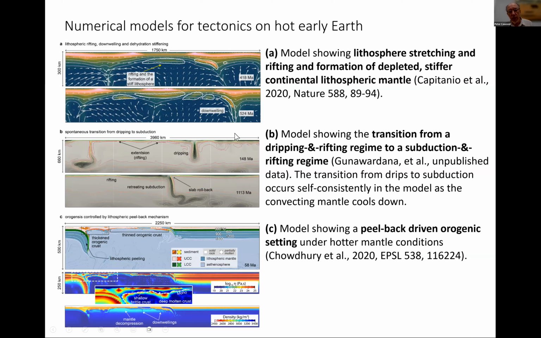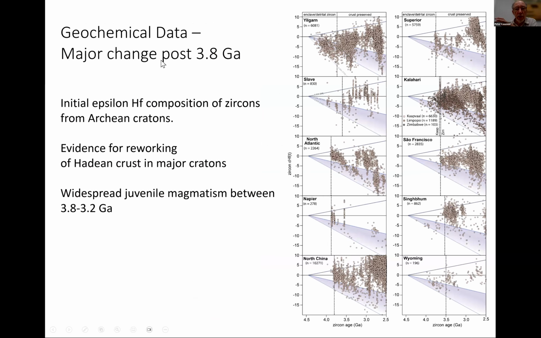I'm not going to go into detail. I'll mention this middle model in a bit more detail. But the upper one shows that what's interesting here is that you've got lithospheric extension and rifting, and that induces, obviously, magmatic activity, and you're forming depleted, relatively rigid continental lithosphere by that process.